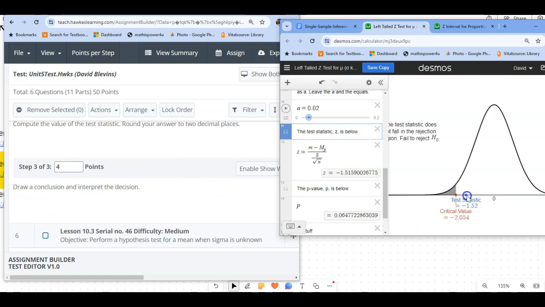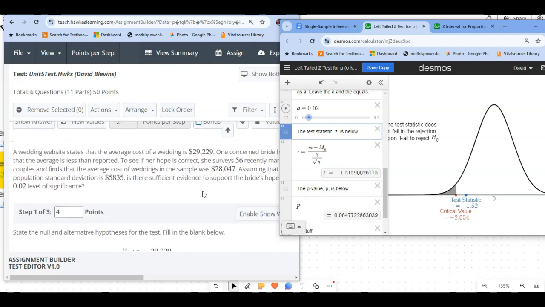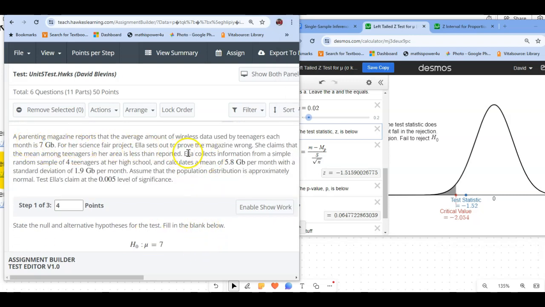Because it doesn't fall in that range, unfortunately for this bride to be, there is not evidence to suggest that the average cost is significantly less than that. And then finally, here is another one where we are seeing the words like claims, level of significance. So that's going to be a hypothesis test.